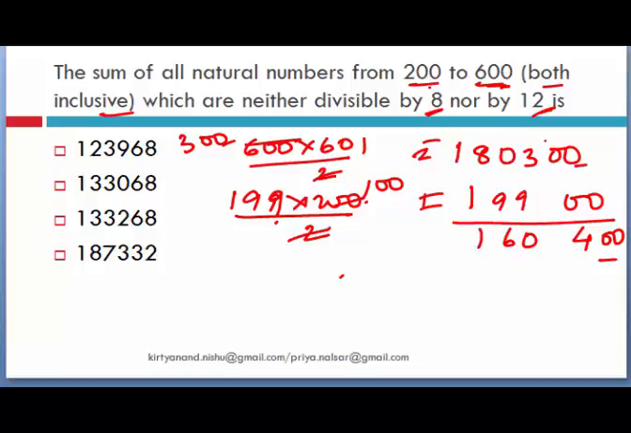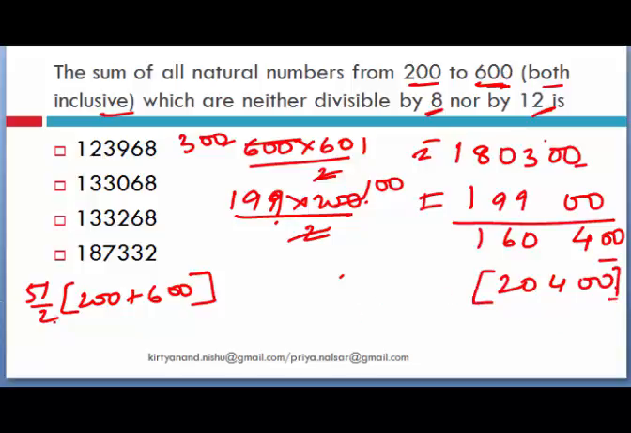So 200, I can see it is completely divisible by 8, and therefore so will be 600. And if you do a quick check, between 600 and 200 there is a gap of 400, and you will have 51 numbers including 200. So if I have to find out their sum, it is 51 by 2, and the first is 200 plus 600. If I work it out properly, the sum comes out to be 20,400.